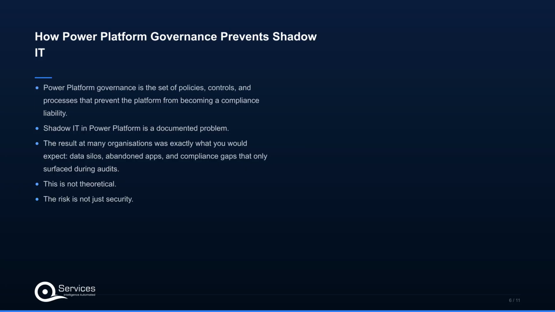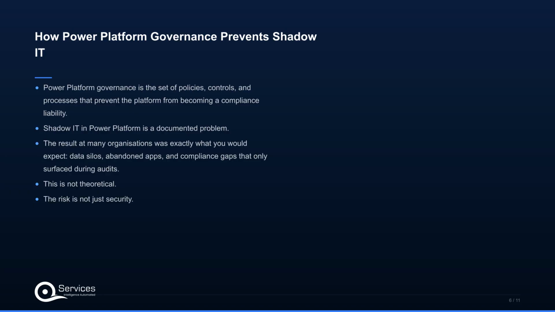Power Platform governance is the set of policies, controls, and processes that prevent the platform from becoming a compliance liability. Without it, citizen developers build apps that store data in personal OneDrive folders, connect to unsanctioned external services, and bypass IT security controls entirely. Shadow IT in Power Platform is a documented problem. When Microsoft included Power Apps in Microsoft 365 licenses, millions of users suddenly had access to a development platform with no governance framework in place.